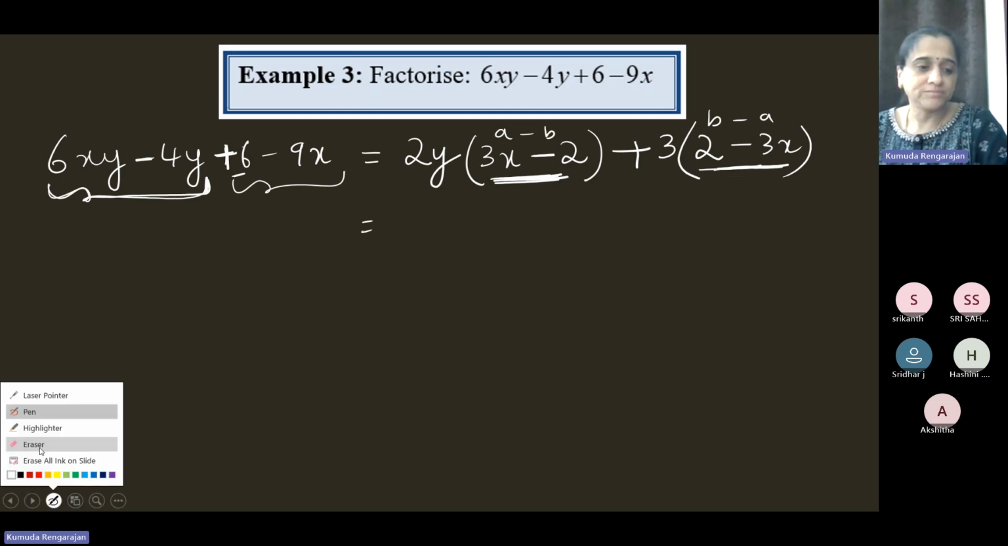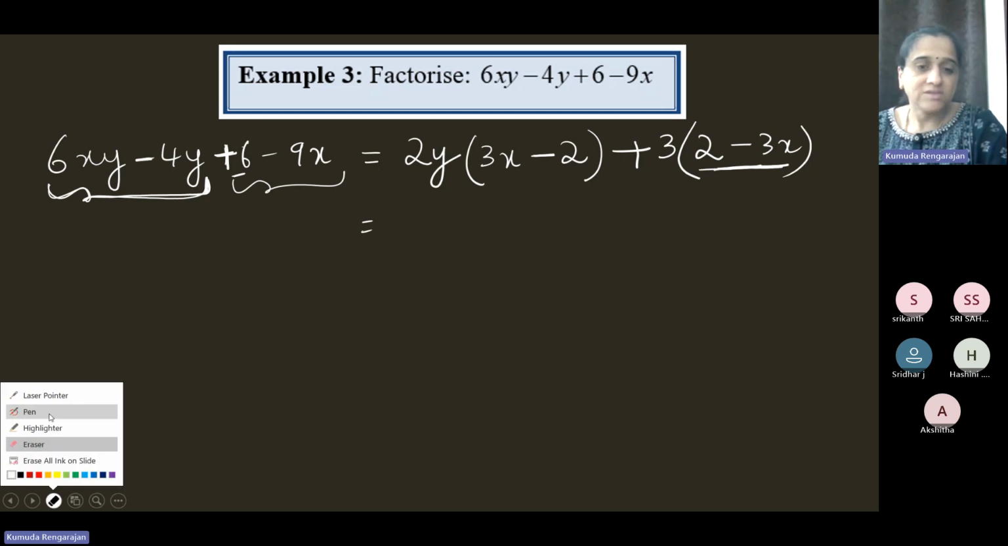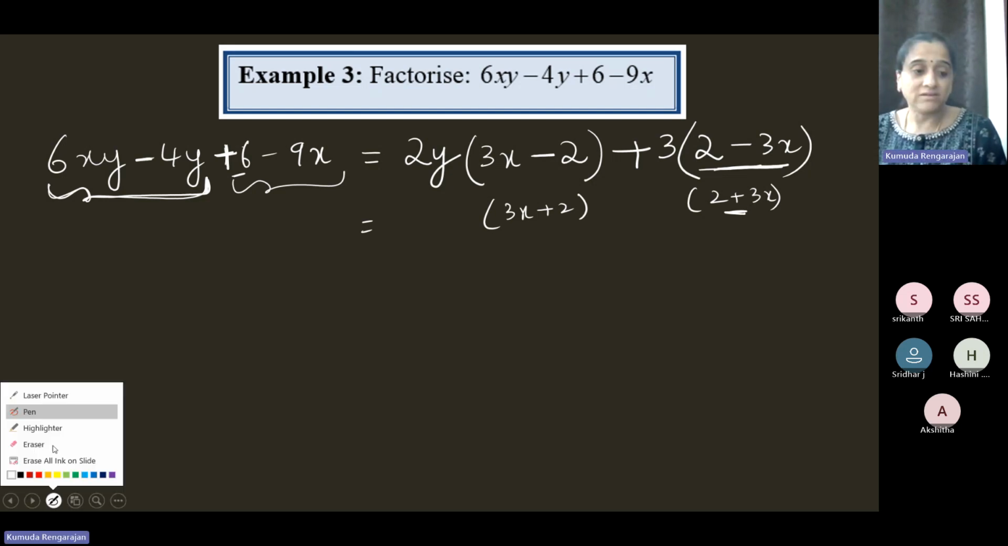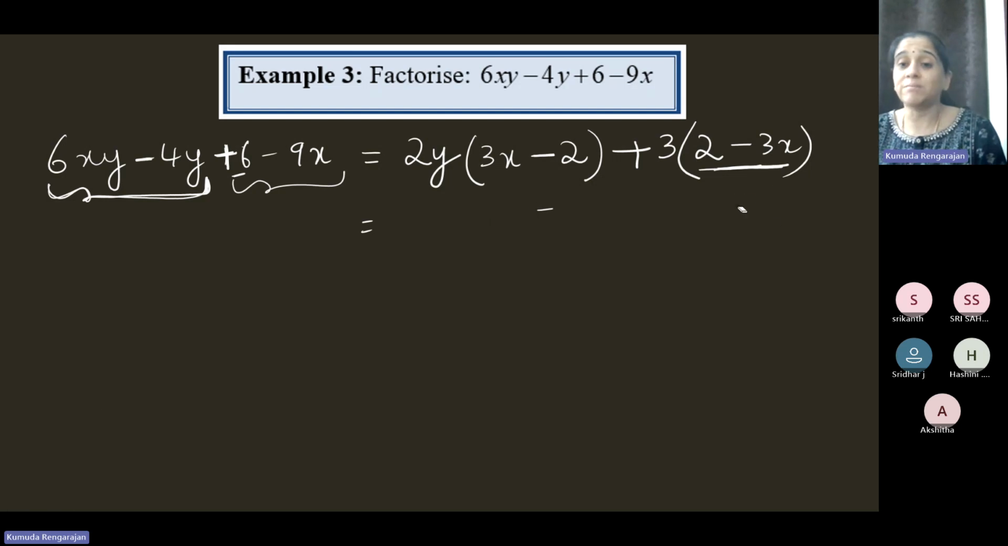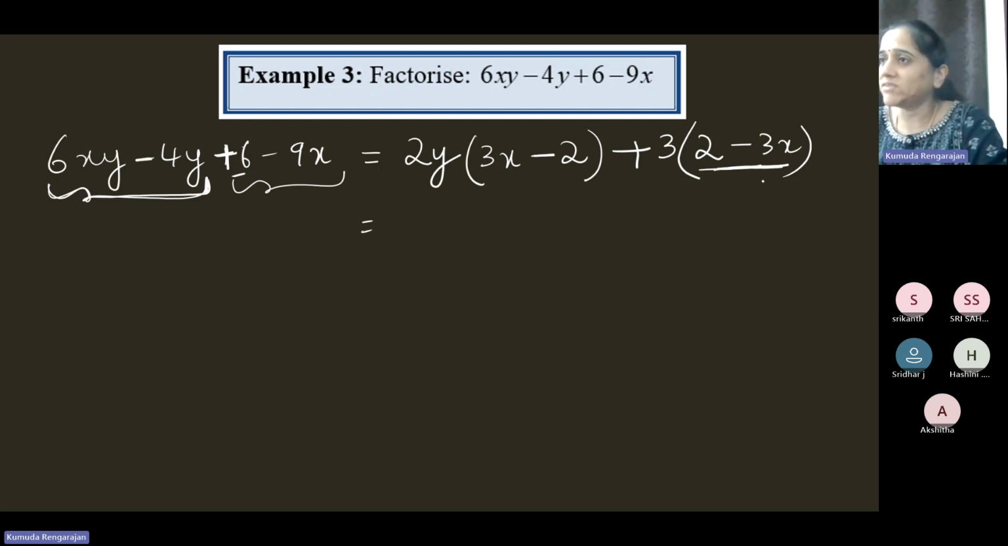I'll tell you what to do for that. Listen very carefully. If it was 3x plus 2 here and 2 plus 3x here, both are the same. You can write this one as 3x plus 2 itself. But here it is minus, a minus b, b minus a. Like 5 minus 3, 3 minus 5. They are not the same. If we have 5 plus 3, 3 plus 5, both are the same. But 5 minus 3, 3 minus 5, they're not the same.